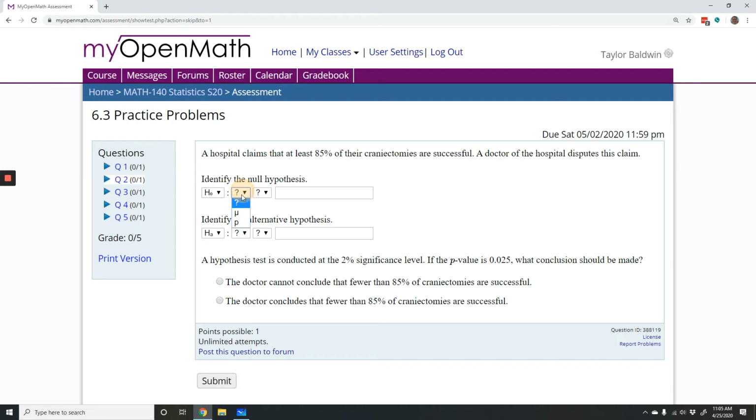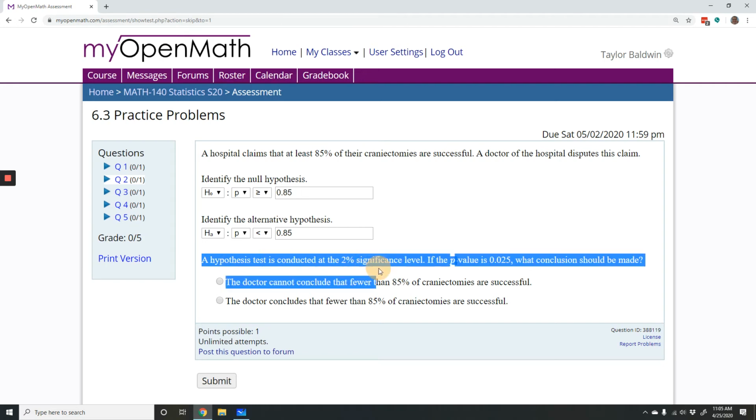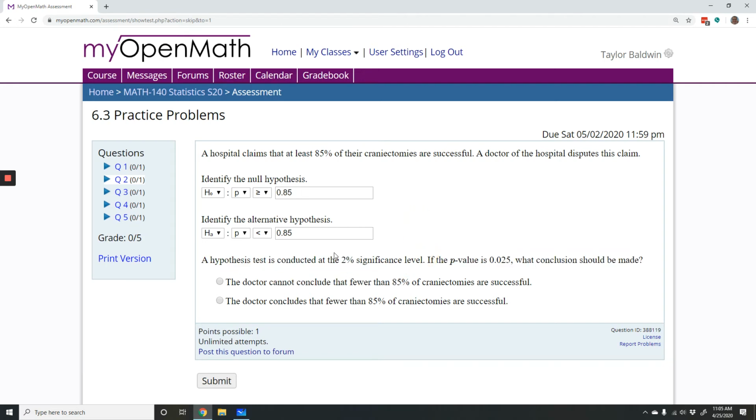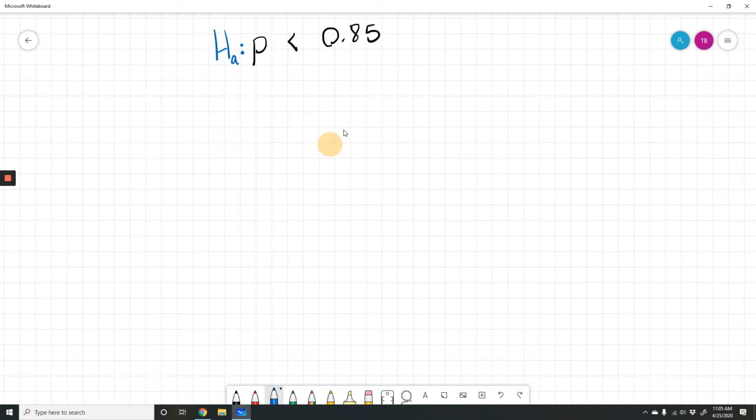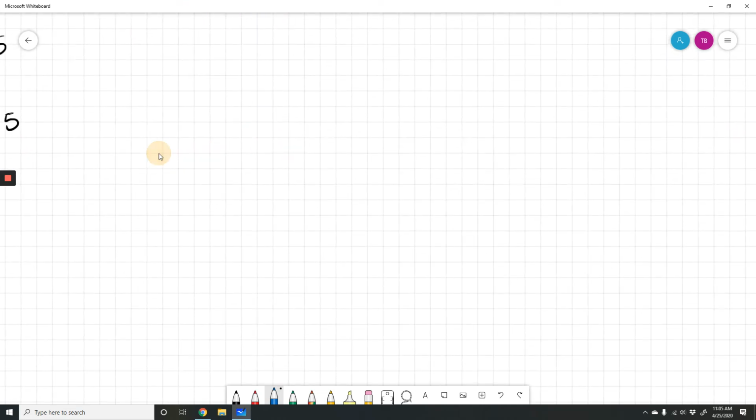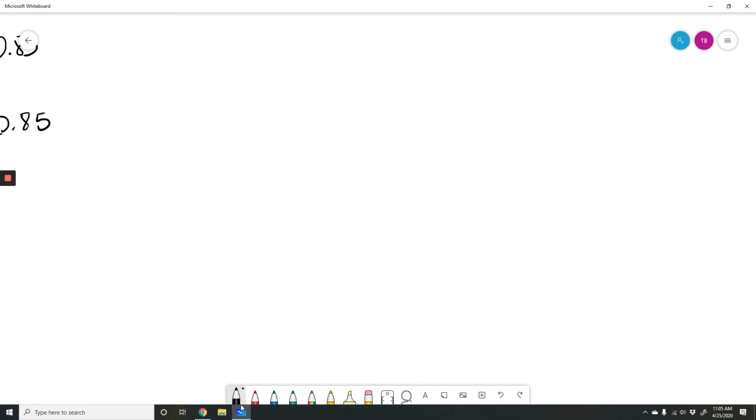Okay, so let's put those in. Null hypothesis is that the population proportion is greater than or equal to 0.85. And our alternative hypothesis is that the population proportion is less than 0.85. Okay, so now we conduct a hypothesis test at the 2% significance level. That's our alpha. So our alpha is 0.02, 2%. That's our significance level alpha.